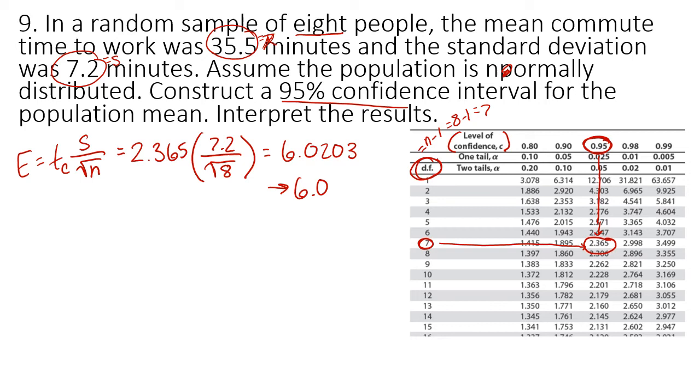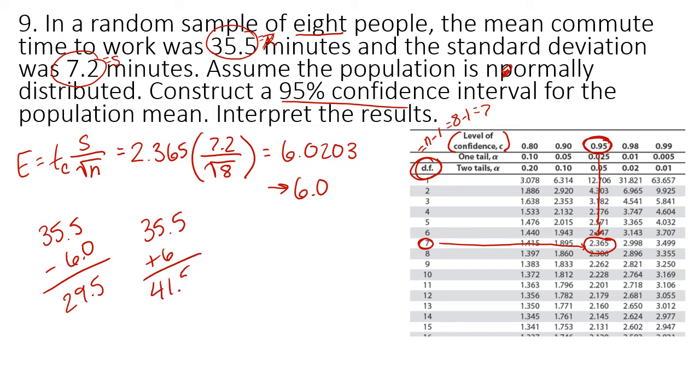Since our mean is rounded to 1 decimal place, we'll do the same here, and we'll just call our margin of error 6. So we're going to subtract 6 to get 29.5, and we're going to add 6 to get 41.5. So we can be 95% confident that the mean average of commute time is between 29.5 minutes and 41.5 minutes for the whole population and not just for our sample.